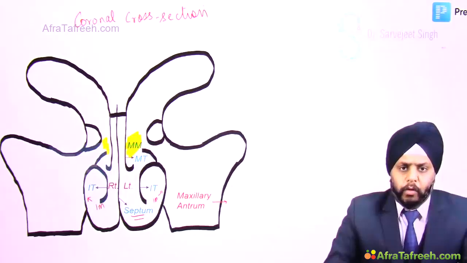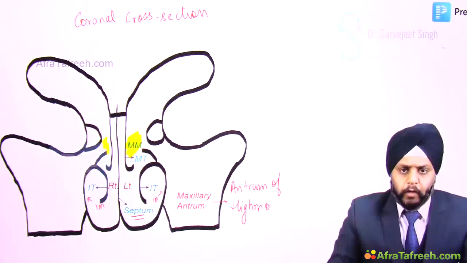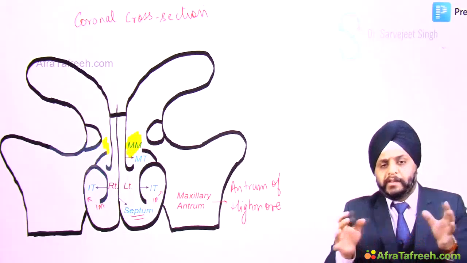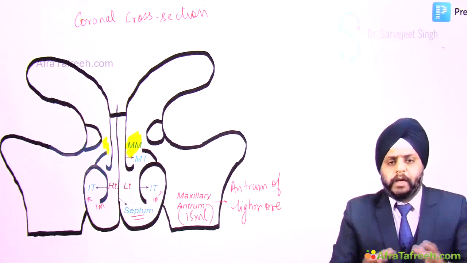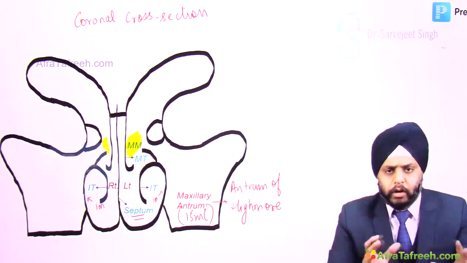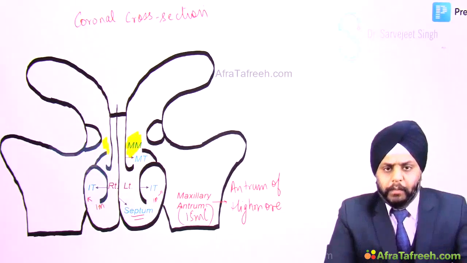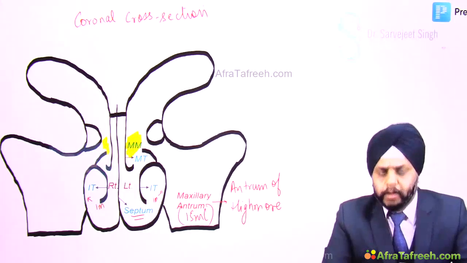We also call it the antrum of Highmore. Remember, we have talked about this: this is the largest paranasal sinus. The adult volume is 15 ml. It reaches adult size by 15 to 18 years. This is the first to develop. We have discussed all that earlier, so I'm not going to repeat that. We're going to study further about it.